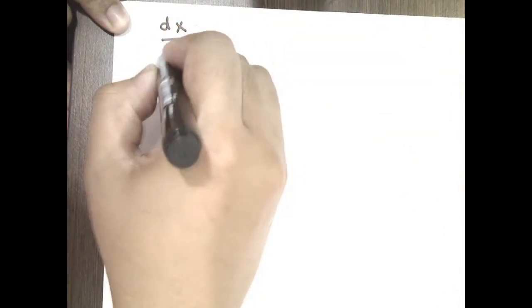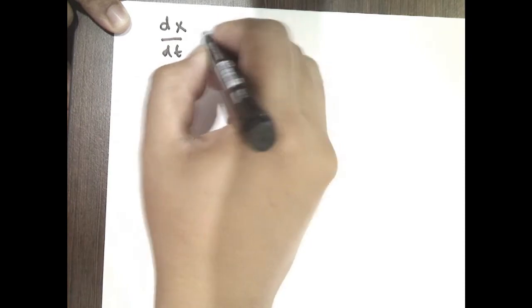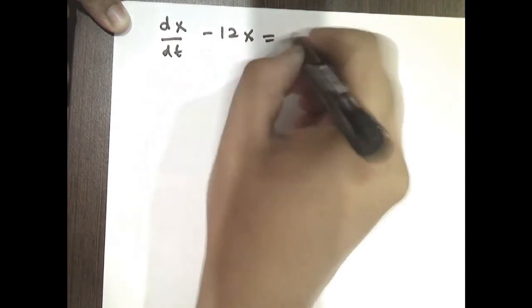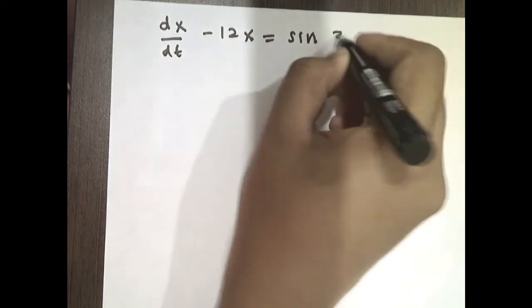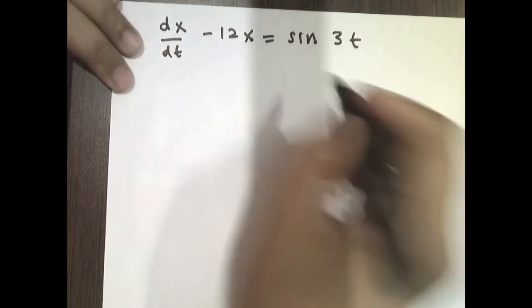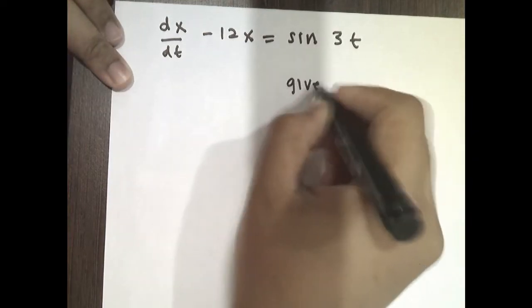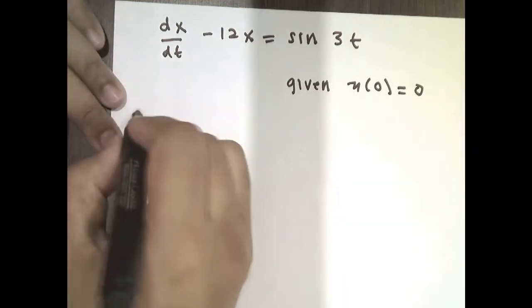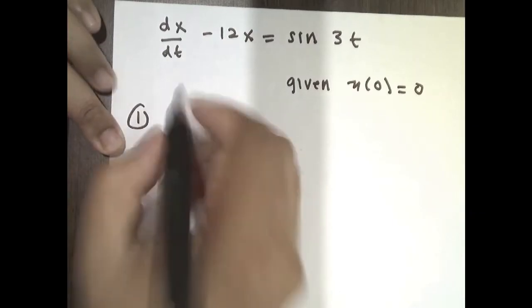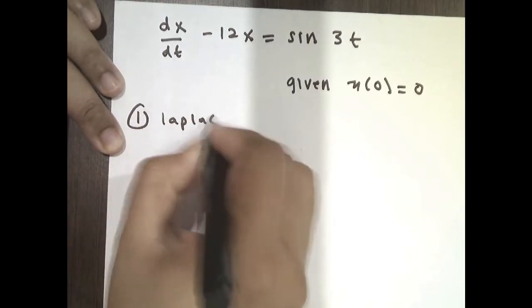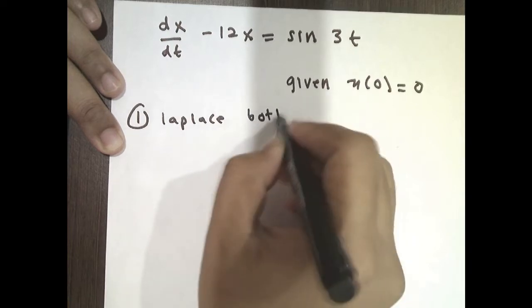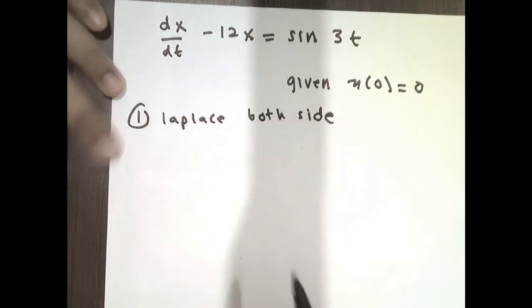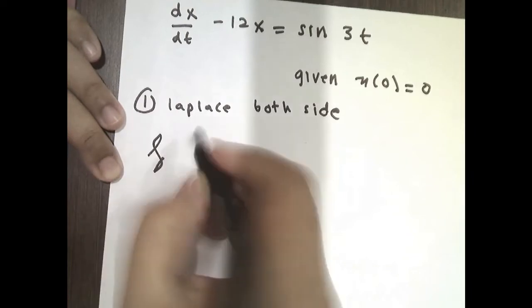Okay, so for the first question, this is the question: dx/dt minus 12x equals sin 3t, where the initial condition given is x(0) equal to 0, right? So the first step that you need to do is to take the Laplace of both sides of the equation.